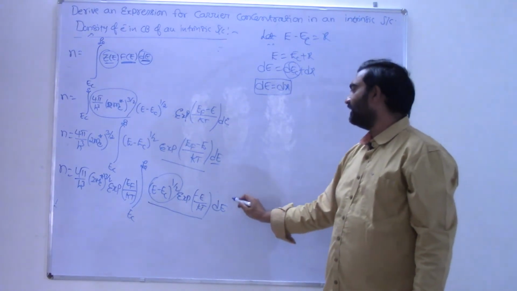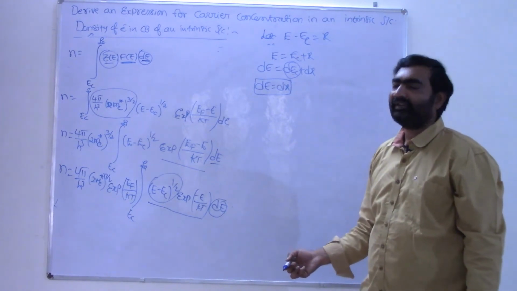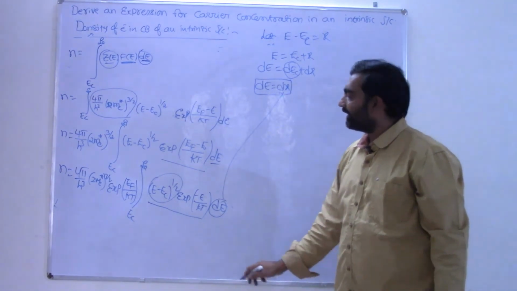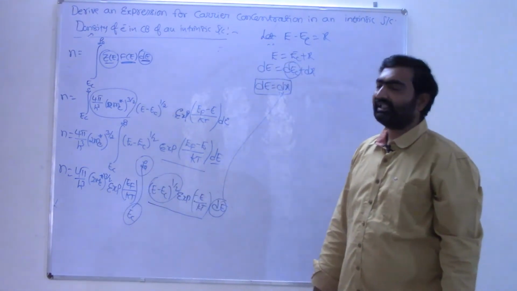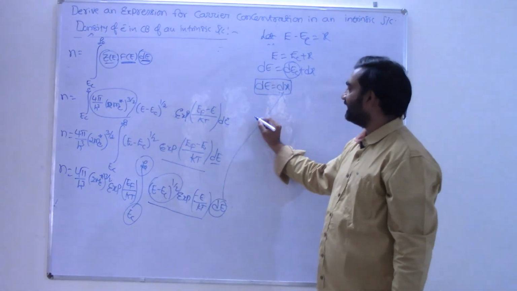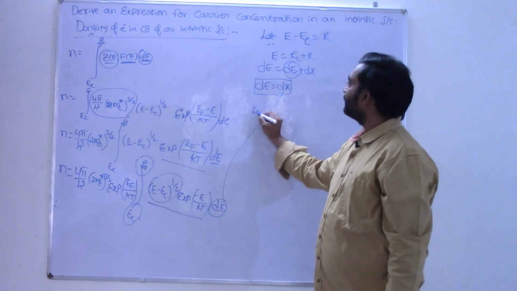Slowly, to solve this integral, I am converting E in terms of x. So this dE is converted as dx. Now this EC, which is energy, and this plus infinity, which are in terms of E, should be converted into x. So for this, apply the limits. Here what is the lower energy limit? EC.